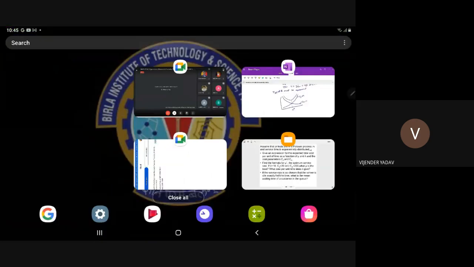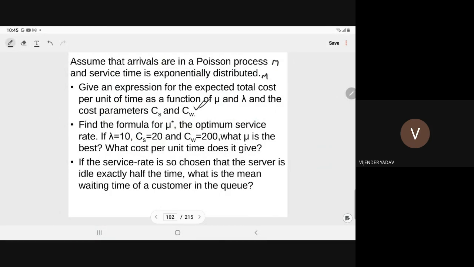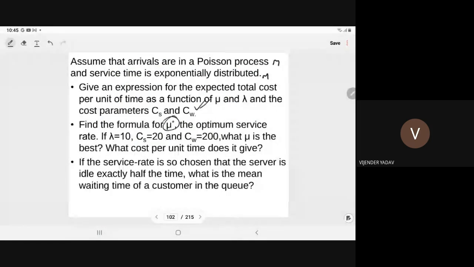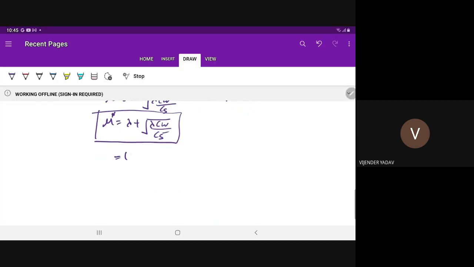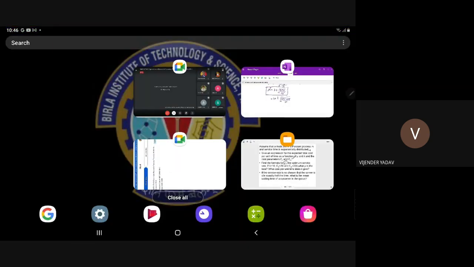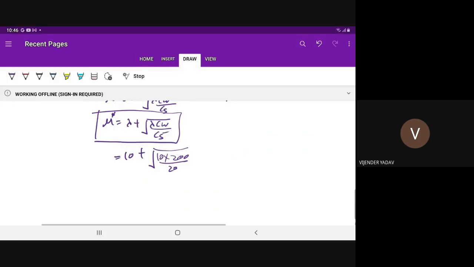Here we have computed this expression, the formula of mu star. Find the optimum service rate if lambda is equal to 10, CS is equal to 20, and CW is equal to 200. So find the optimal value of mu star.